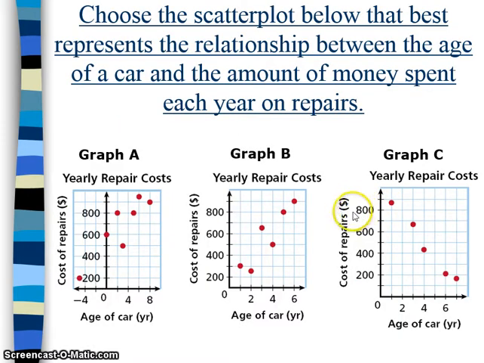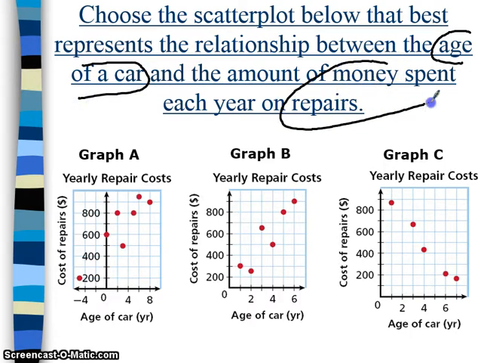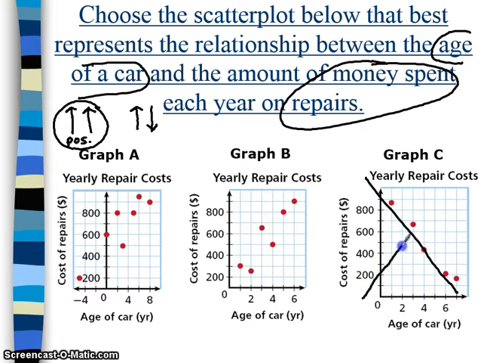Let's look at one more example and then we'll summarize what we've learned. In this example, I want you to choose the scatter plot below that best represents the relationship between the age of a car and the amount of money spent each year on repairs. So first, let's think about if we're looking for a positive or a negative correlation. We're relating the age of the car and the amount of money spent on repairs. So is it the older the car gets, the more we'll spend on repairs? Or the older the car gets, the less we'll spend on repairs? It's this situation. The older the car gets, as the age of the car increases, we'll have to pay more for repairs. So we're looking for a positive correlation. That rules out graph C, because we can see that it is a negative correlation. That wouldn't make sense. The older the car gets, the less you have to pay to repair it.